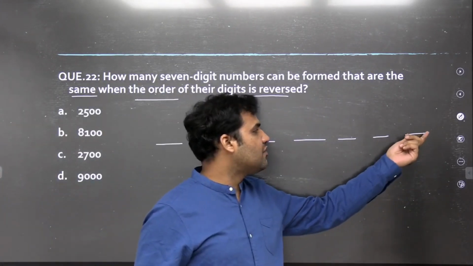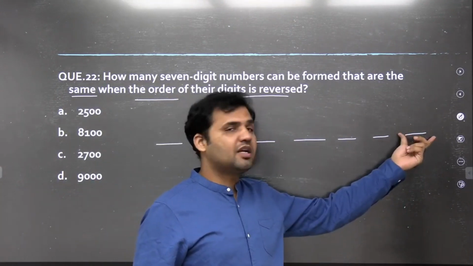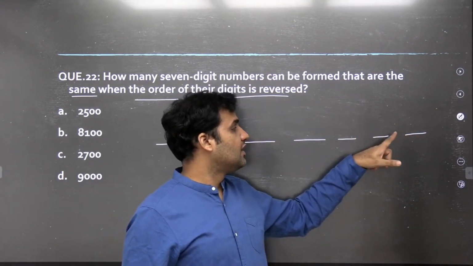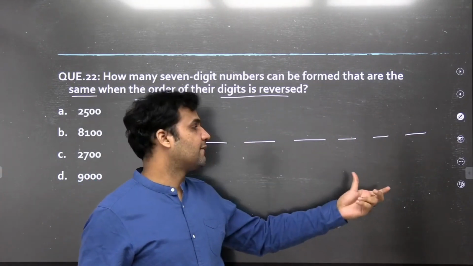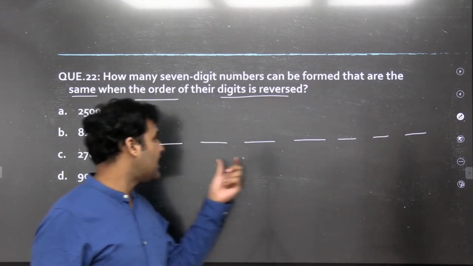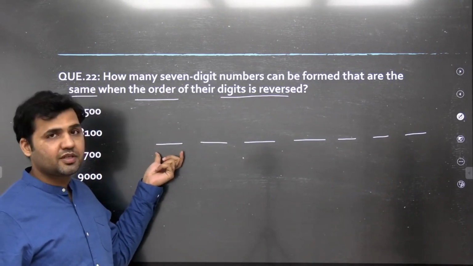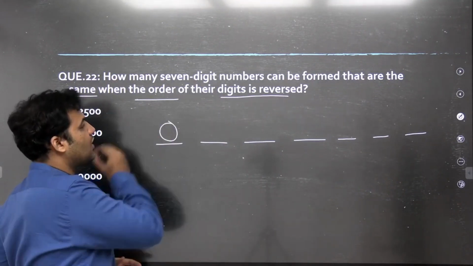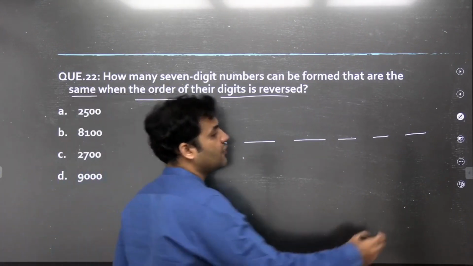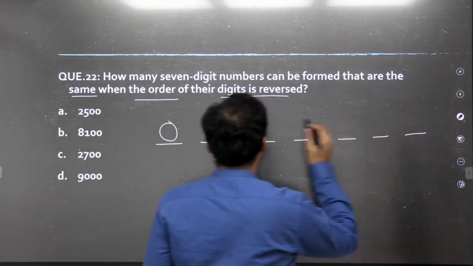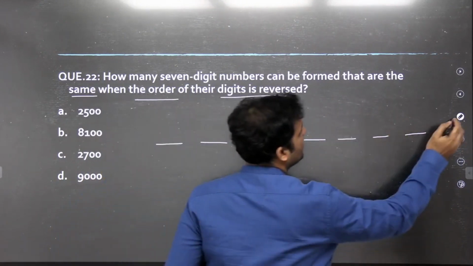Tell me in how many ways you can fill the unit digit. Now make sure that the 7-digit number that you are making should not have 0 at the first place, because if you are placing 0 at the first place, then that number will not be a 7-digit number. So tell me guys, in how many ways you will be able to fill the unit digit?